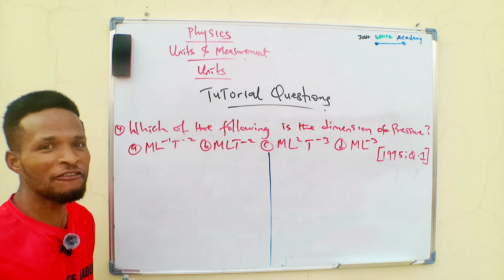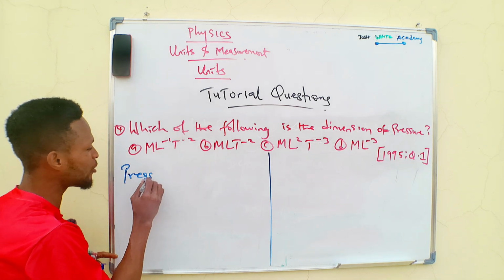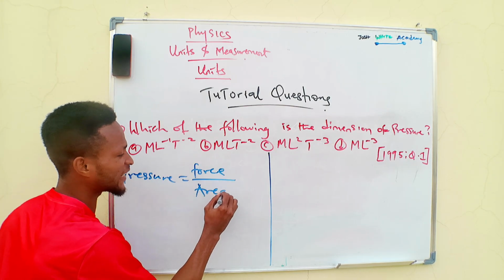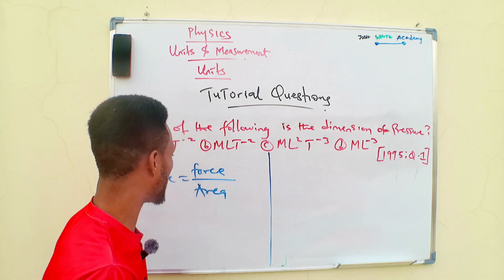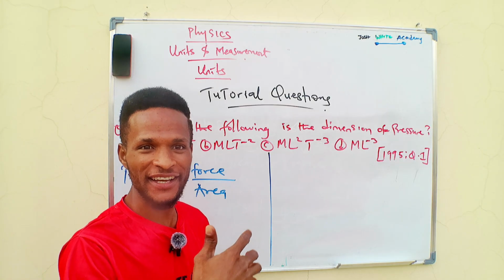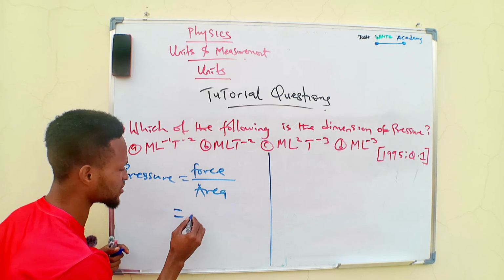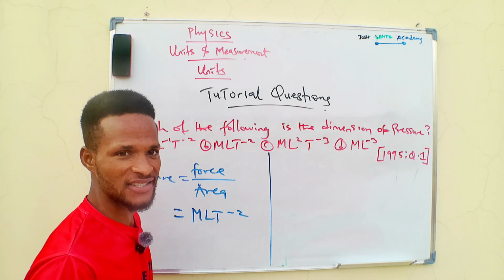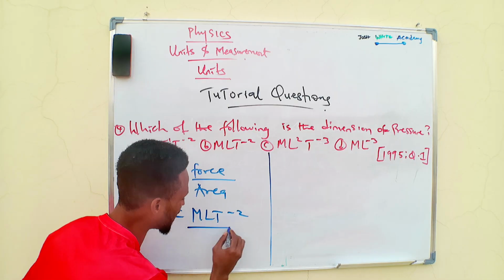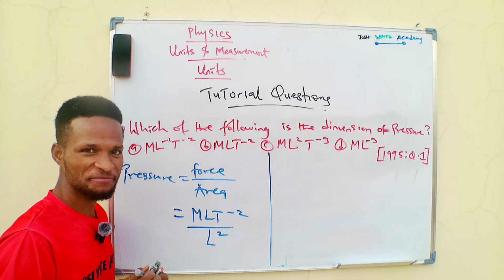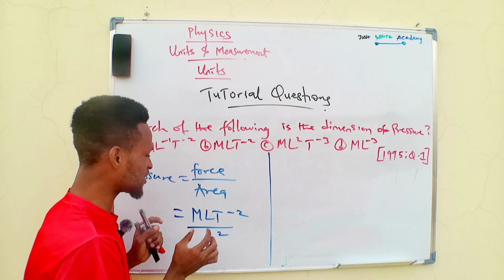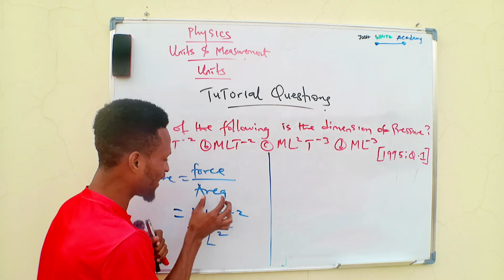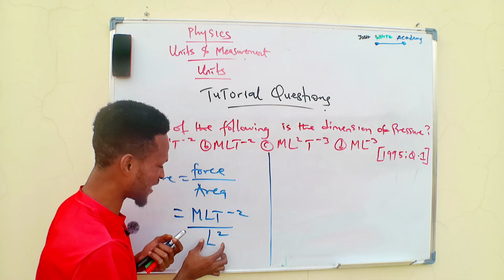So, the formula for pressure is equal to force divided by area. Now, if you remember from our previous class, the dimension for force is MLT minus 2, whereas the dimension for area is L squared. Because force is mass, M, multiplied by acceleration, LT minus 2, and area is length times length, or length times breadth, L squared.